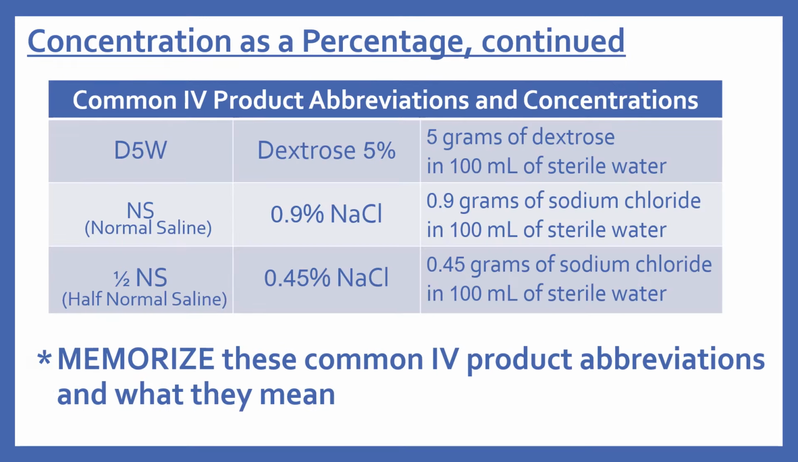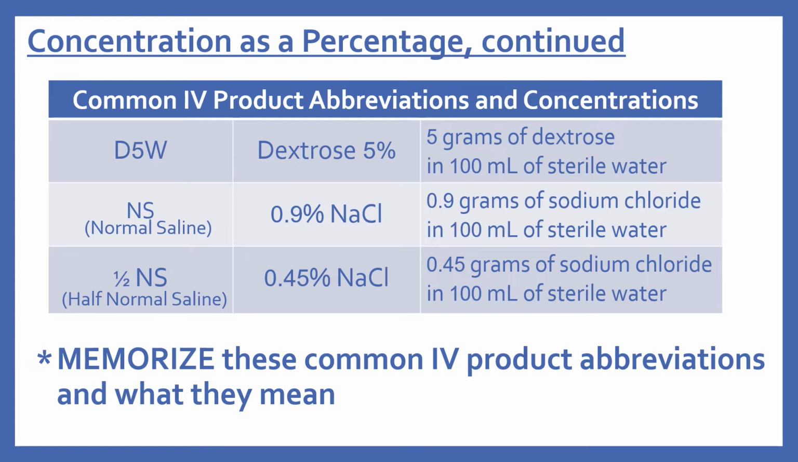And here's some common IV product abbreviations and concentrations. You'll want to memorize these and what they mean, because these are common abbreviations in pharmacy, especially in a hospital setting. So there's D5W. This means dextrose 5%. And this means that there are 5 grams of dextrose in 100 milliliters of sterile water. NS, that stands for normal saline, and that is 0.9% NaCl, which is sodium chloride. And this means a concentration of 0.9 grams of sodium chloride in 100 milliliters of sterile water.